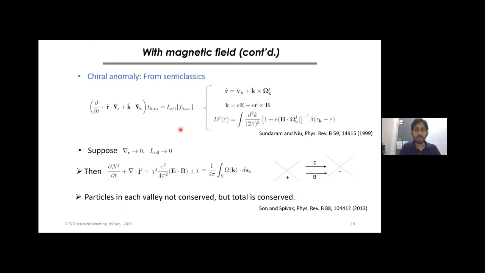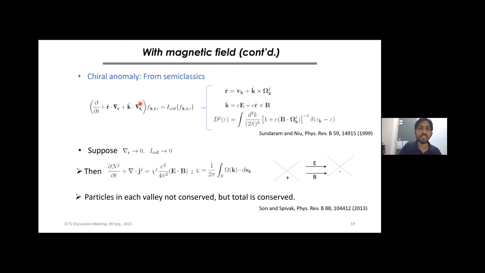So let's first go very simple. Let's assume that there is no spatial dependence in our distribution function. So let's put this term to 0 and let's suppose that there is no scattering at all. Okay, so if I put an electric field, it will just dart off to infinity.